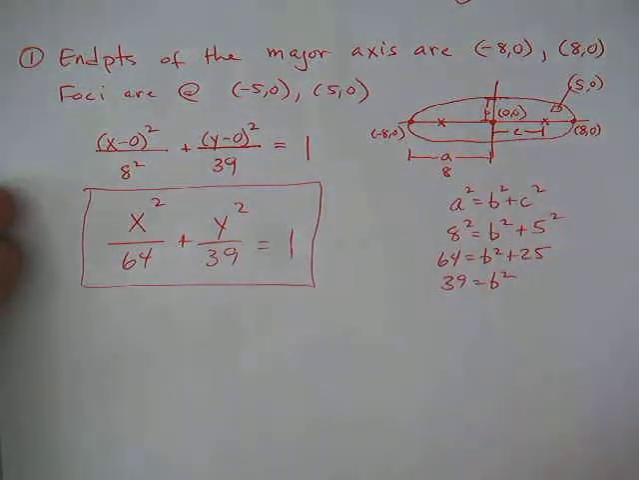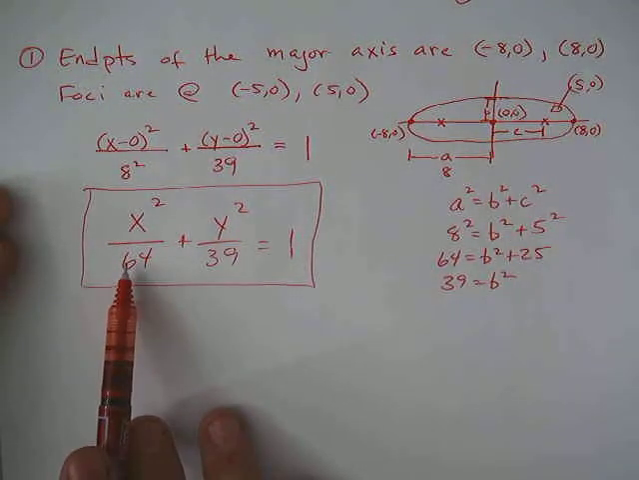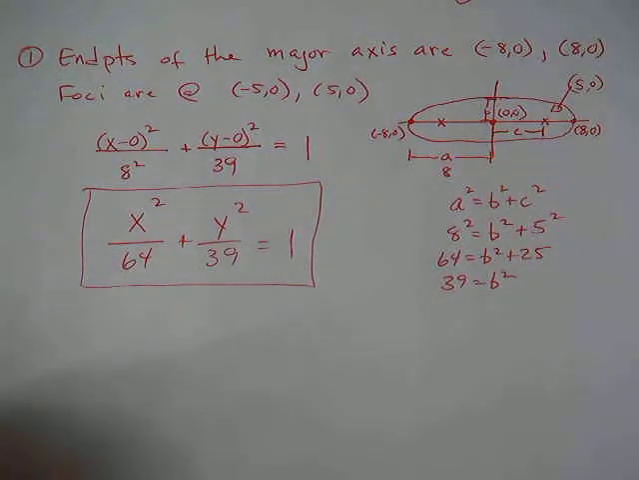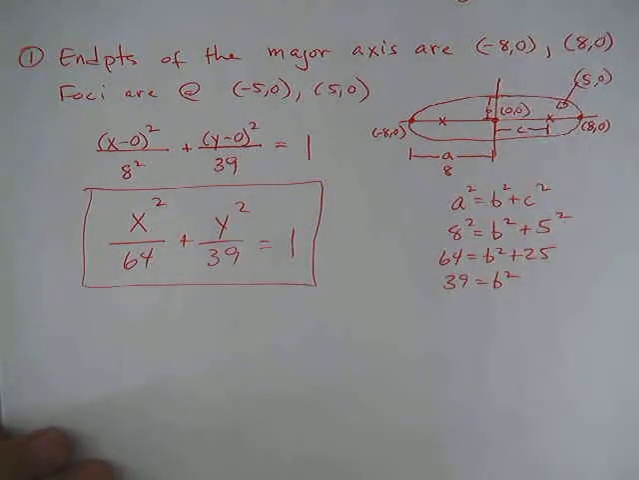And this should always be true. If it is a horizontal ellipse, the a squared should be bigger, and it should be underneath the x. And that's exactly the way it is. So there's the first example.